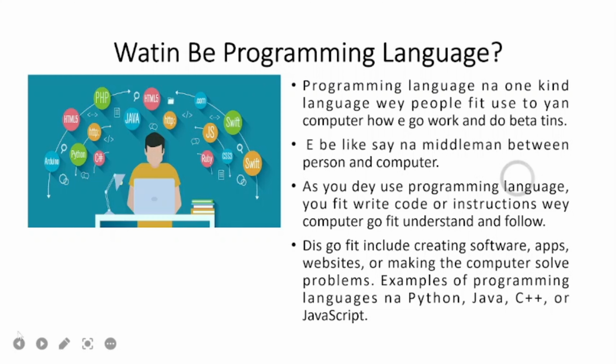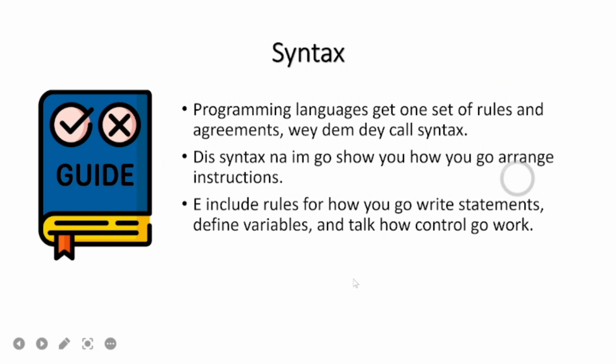Now to further understand more, we need to talk about something wey we dey call syntax. Now wetin we dey call syntax? Programming language get one set of rules and agreements wey dey call syntax. This syntax na im go show you how you go take arrange instructions. E include rules for how you go write statement, define variable and talk how control go work.